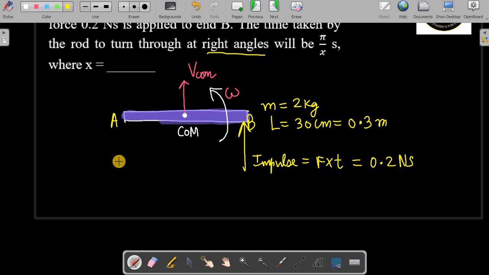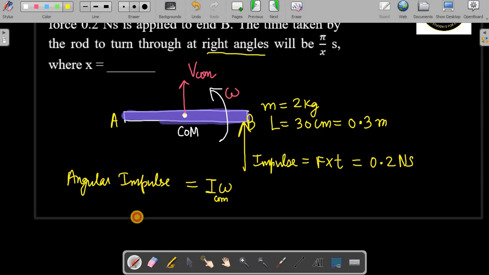So let's consider the torque or angular impulse. What is angular impulse? Angular impulse is I into omega. So about the center of mass we consider I center of mass into omega.